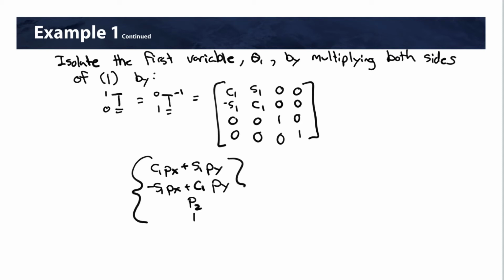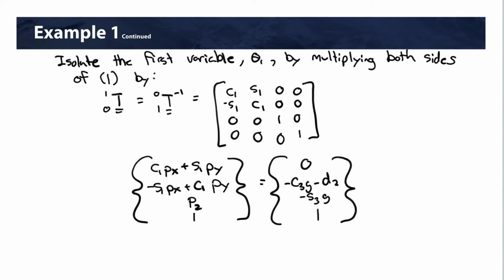That's our left-hand side, and here we have our right-hand side. You can see we've now isolated theta 1 to the left. On the right, we're just left with theta 3 and d2. So right away, we can see we have a single equation here in terms of just the one variable, theta 1. So we can solve that equation.